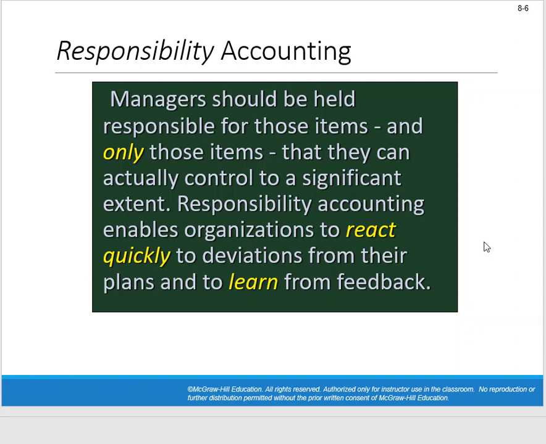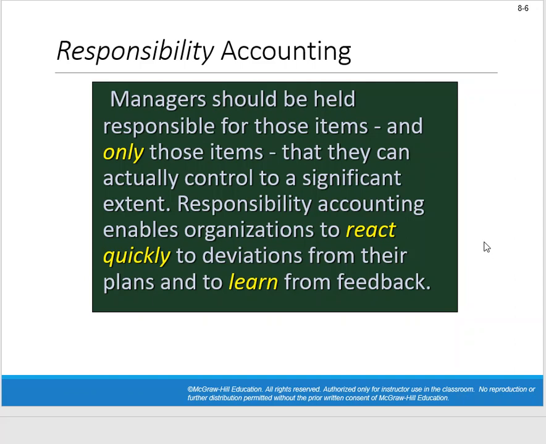When we talk about responsibility accounting, it is essentially the idea of figuring out, well, who am I going to blame? Who is responsible for this? Blame has such a negative connotation, but it doesn't have to be in a negative way. But who is responsible for this deviation from the budget, from the plan? And we need to find out what went wrong. Maybe there's a really good reason that we didn't adhere to the budget in a given area.